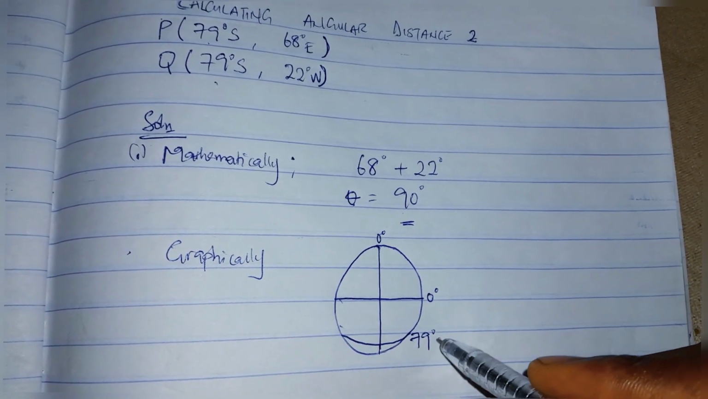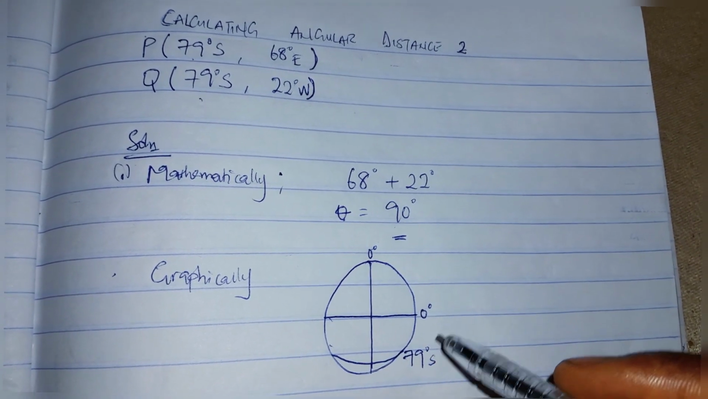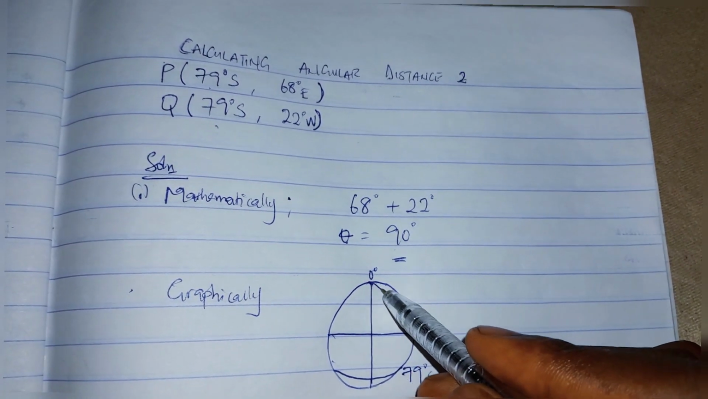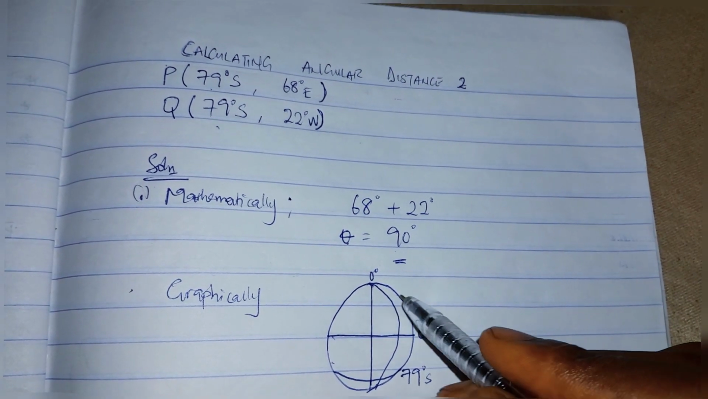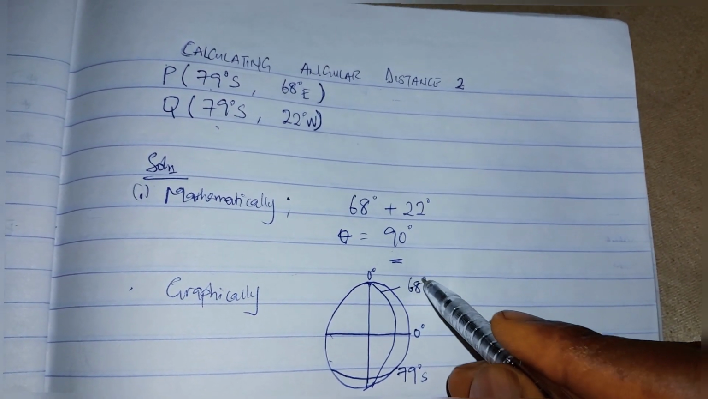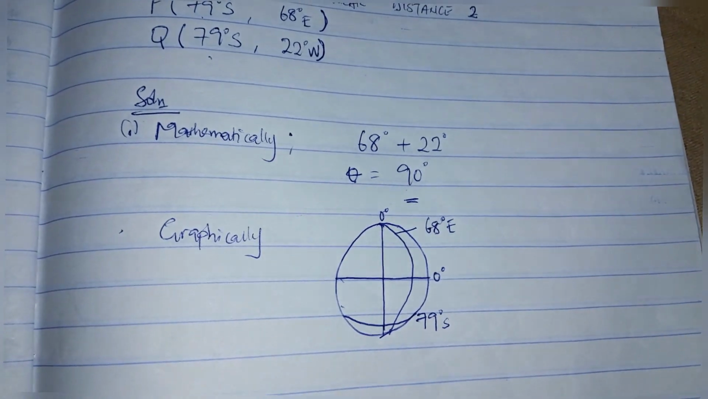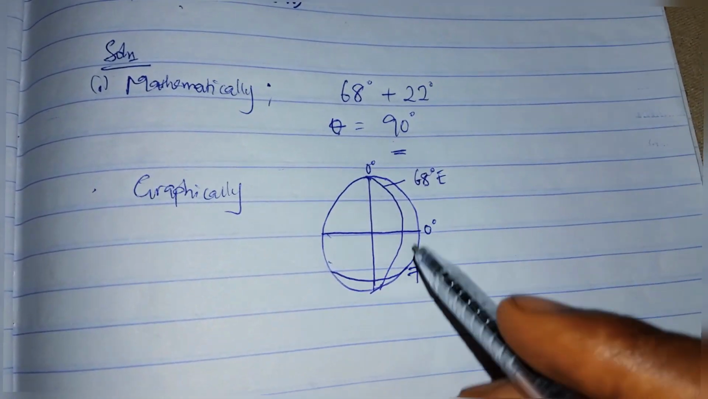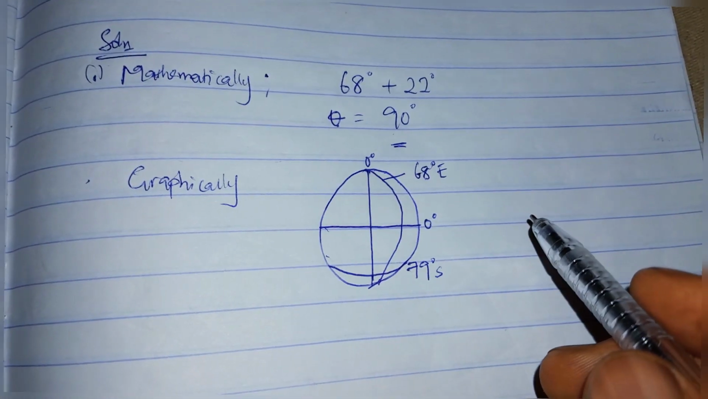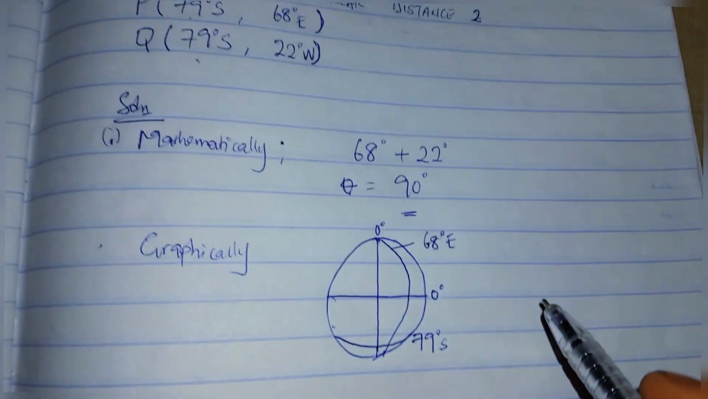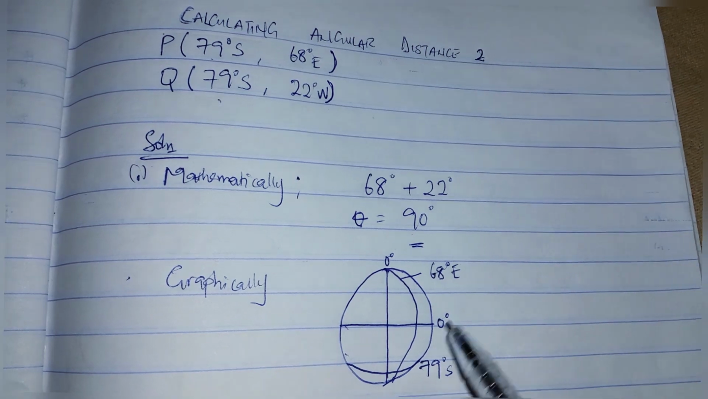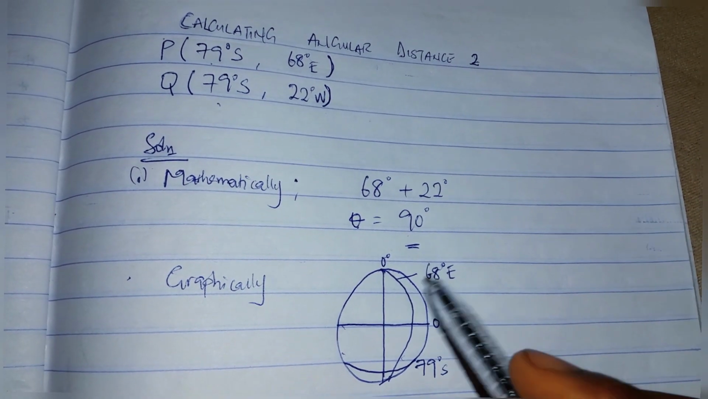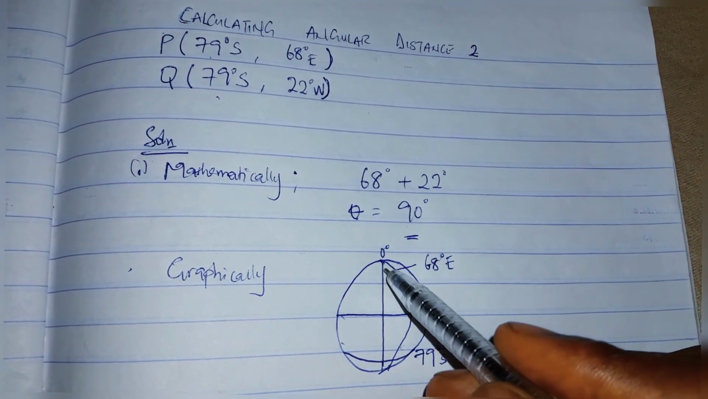79 degrees south and 68 degrees east. This is east, so something like this. This is 68 east. Okay, for you, make sure you draw this very well so you can see it clearly. I'll just try zooming in so you can see what I'm doing there. And we also have 79 degrees south, 22 west. This is still the south. 22 west now becomes like this.